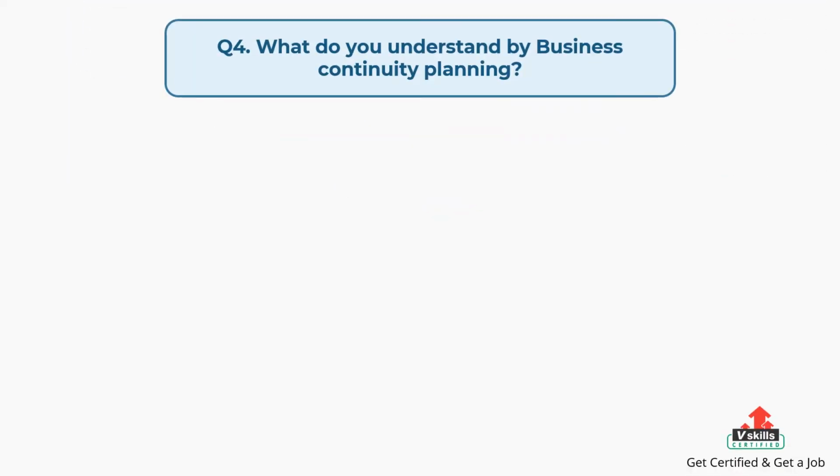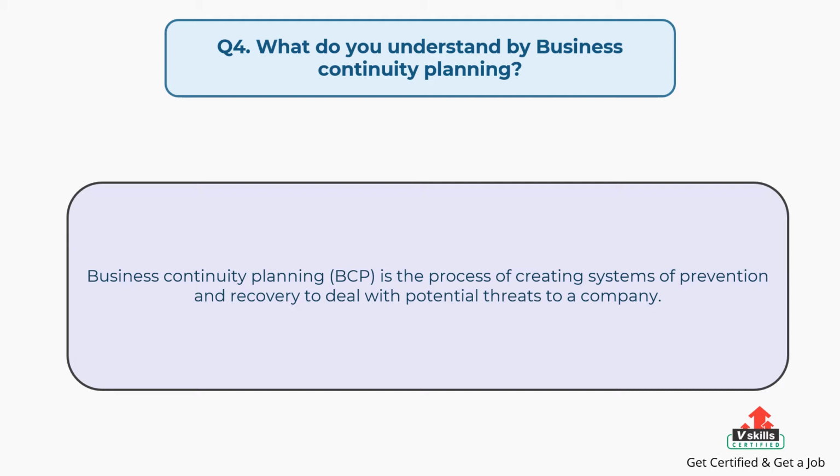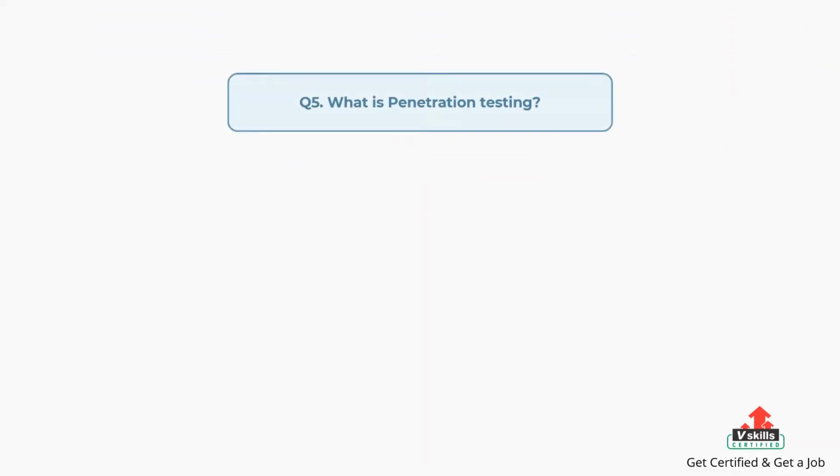Question number 4. What do you understand by business continuity planning? The answer is, business continuity planning is the process of creating systems of prevention and recovery to deal with potential threats to a company. Question number 5.